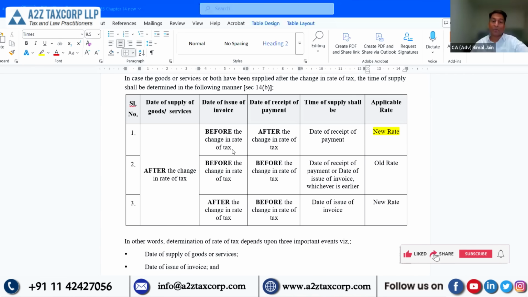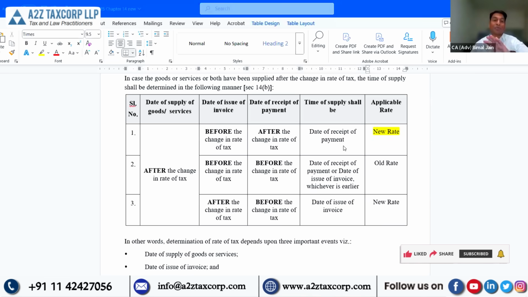Invoice is being issued prior to 22nd September. Payment is being received after 22nd September. So 2 out of 3 after 22nd September, new rate applicable. But you have already raised the invoice. When you have already raised the invoice prior to 22nd September, quite obvious, you might have charged the old rate. But in this scenario, new rate applicable and time of supply would be the date of receipt of money.